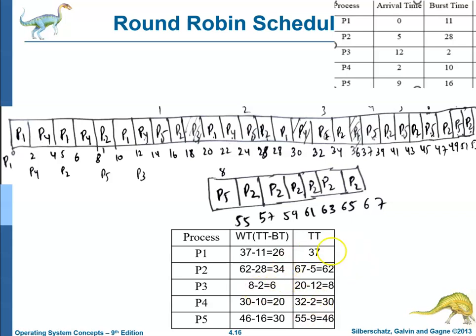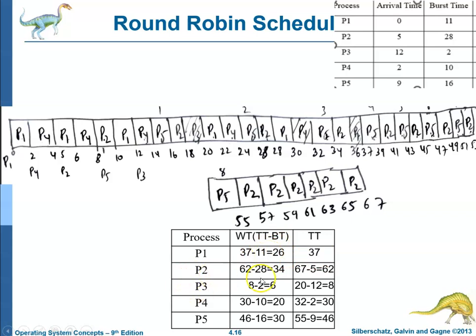For process P1, it arrived at time 0. It completes its execution at time 37. So 37 minus 0 is the turnaround time for P1, which is 37. Now I'll take a reverse approach. To calculate the wait time of the process, I'll subtract the burst time from the turnaround time. From the Gantt chart, I got the turnaround time, and from this turnaround time I'm subtracting the burst time. So 37 minus 11 will give me the waiting time for P1.